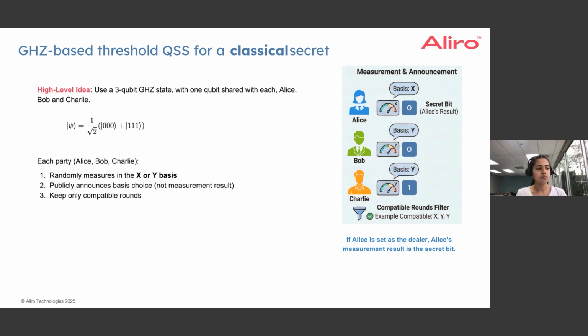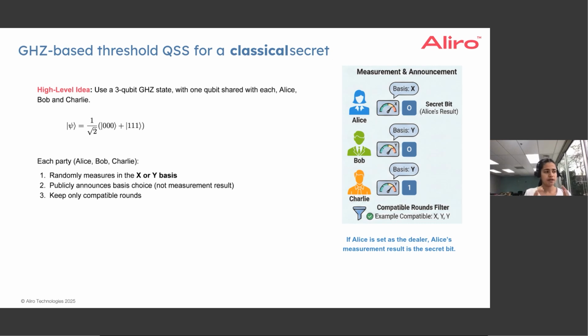There are not too many works that have tried to perform quantum secret sharing with quantum states that are distributing a quantum state. So here we are going to talk about how GHZ states can be leveraged to share a classical secret, and we will subsequently also discuss how one can generate GHZ states. So let's look at this high-level picture.